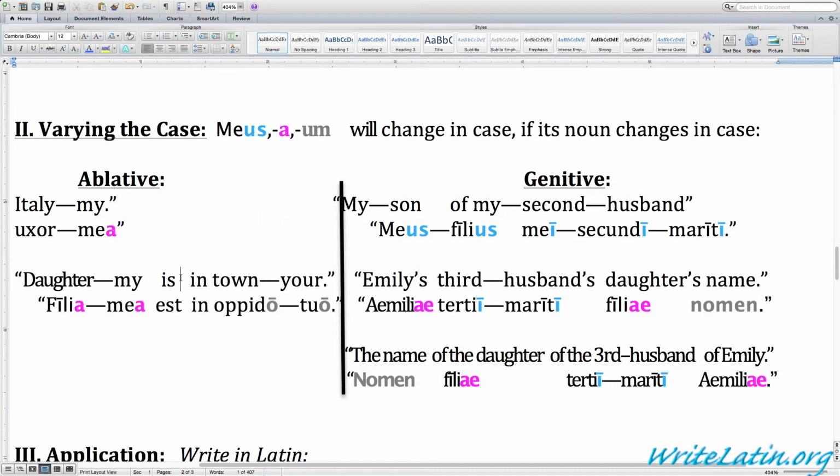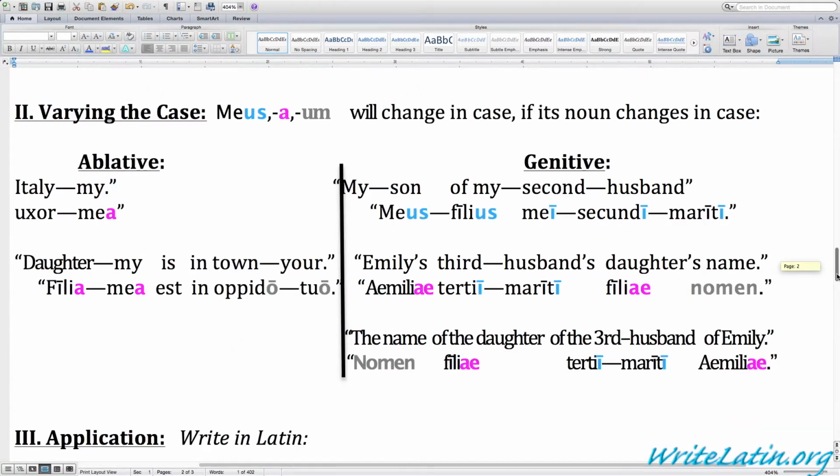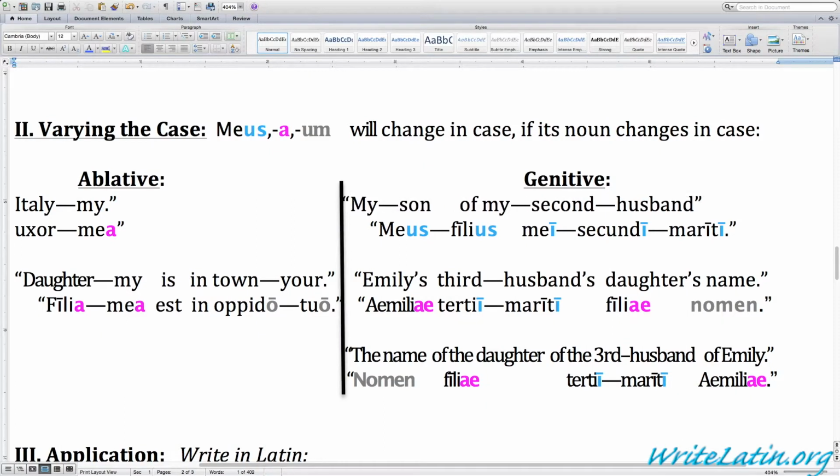Okay, my daughter is in your town. Filia mea is in nominative case, in your town, ablative case. Let's look at some genitive uses of tuus and meus and suus. If you haven't watched the next video, you will not be able to do this because you do not know what the genitive is. So you might want to just skip this section and come back to it after you have watched the next video.